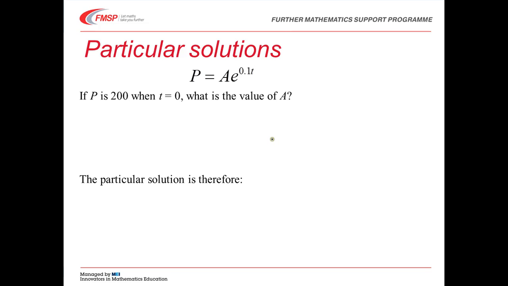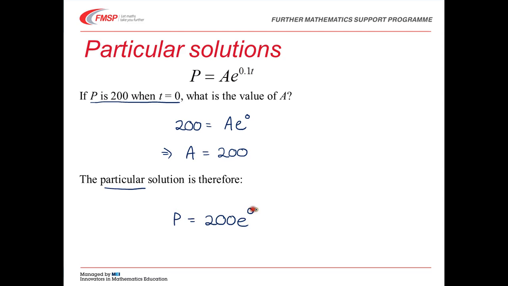Suppose we're told that when time is 0, p is 200. Well, in that case, 200 equals a e to the 0. And since e to the 0 is 1, that tells us that a is 200. And we have what's called a particular solution for this particular case when p starts at 200, and that is p equals 200 e to the 0.1t.